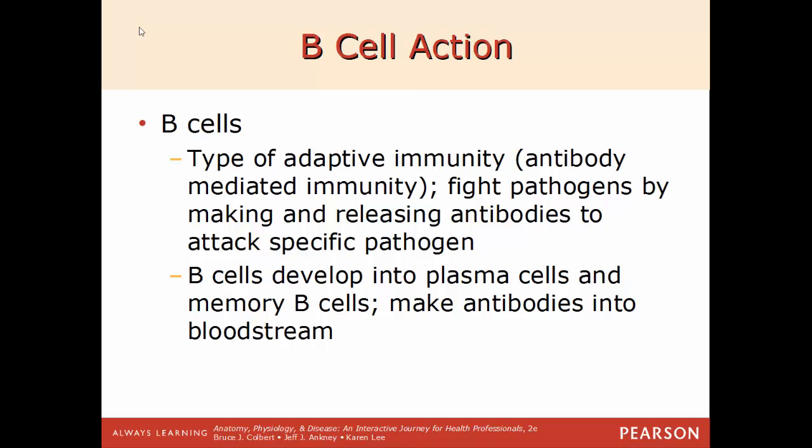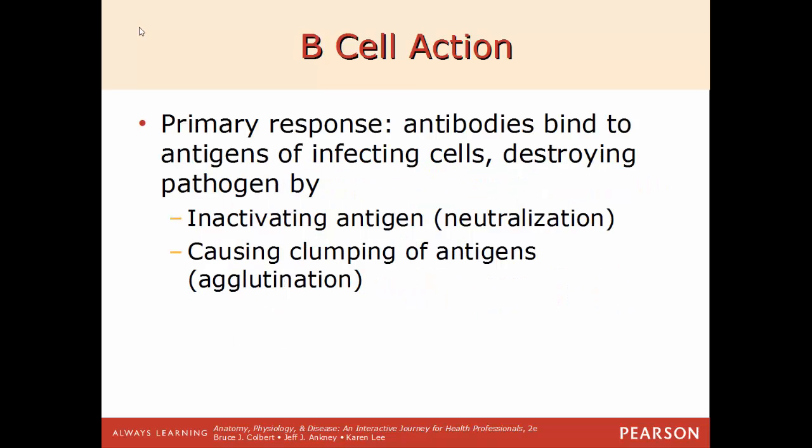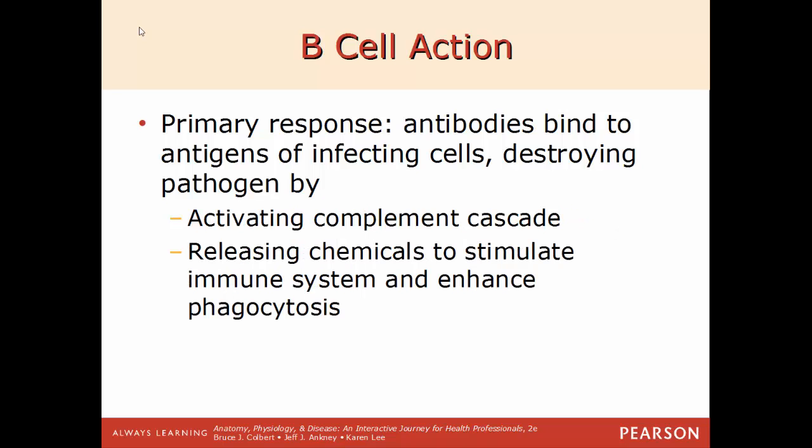Now, B cells can develop into plasma cells and memory B cells. The plasma cells are what make the antibodies that are secreted into the bloodstream. In the primary response, antibodies bind to antigens of infecting cells and help to destroy the pathogen by inactivating the antigen, which is called neutralization, basically by blocking the active sites so the antigen can't bind to the cell and can't do its job. They also cause the antigens to clump together, which is called agglutination. The antibodies can activate the complement cascade, and they can also release chemicals that help stimulate the immune system and enhance phagocytosis.